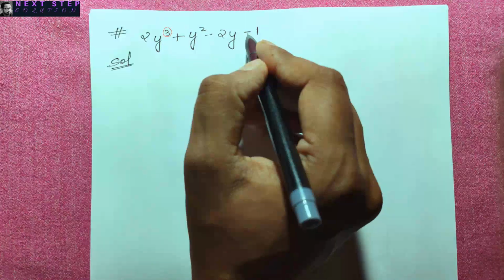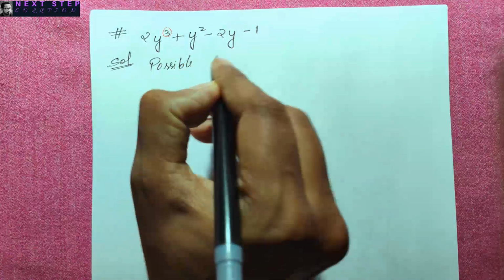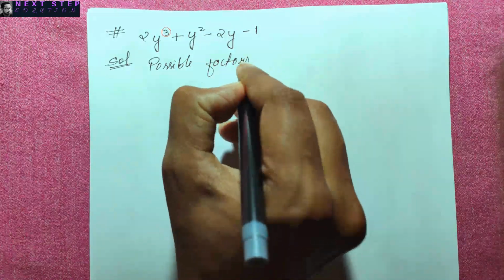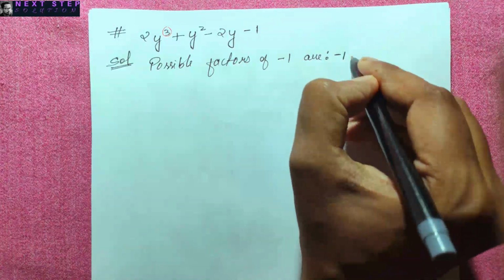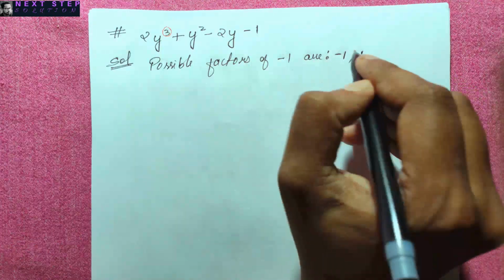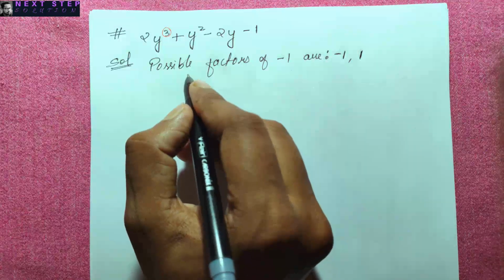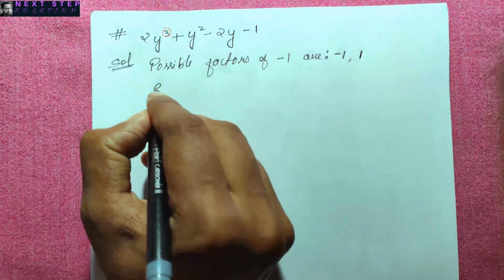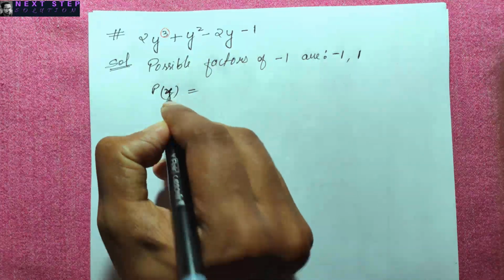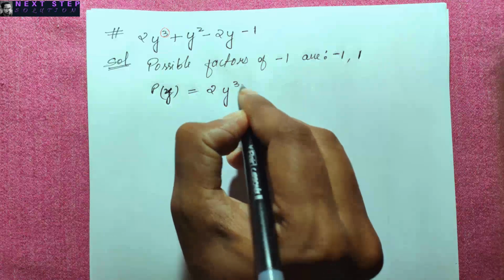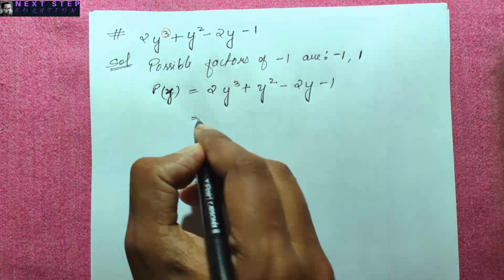Now first of all, we take what are the possible factors of minus 1. Possible factors of minus 1 are minus 1 or 1. We will go on checking and find out which one is a factor. Once we get one factor, we will find out the other 2 factors by splitting the middle term. Now p of x, remember here it is y, so we write p of y is equal to 2y cube plus y square minus 2y minus 1, and all this y will be changed with minus 1.